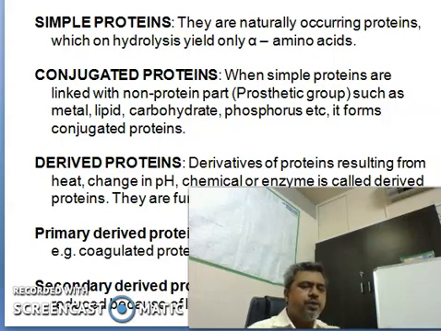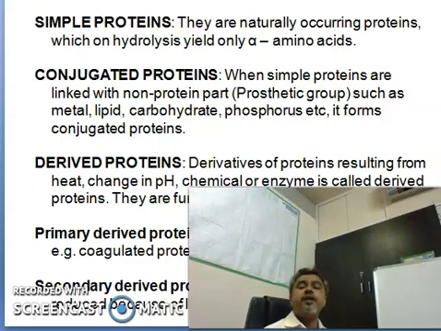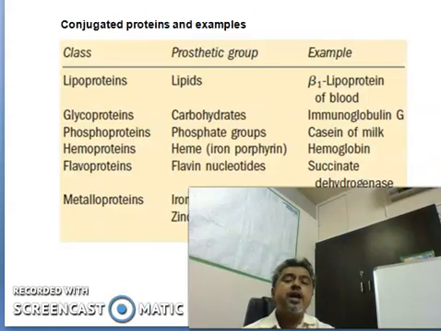Then conjugated protein means simple protein linked with a non-protein part, such as a phosphate group: metal with, lipid with, carbohydrate with, phosphorus with. As I said in the previous slide, lipid with is a lipoprotein, carbohydrate with is a glycoprotein, then phosphoproteins and nucleoproteins. These are the conjugated proteins. And derived proteins are those resulting from heat, a change in pH, chemicals or enzymes. They are further classified into primary derived protein and secondary derived protein. And this is all about the classification.